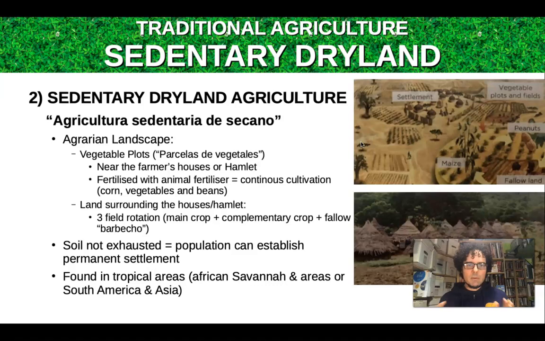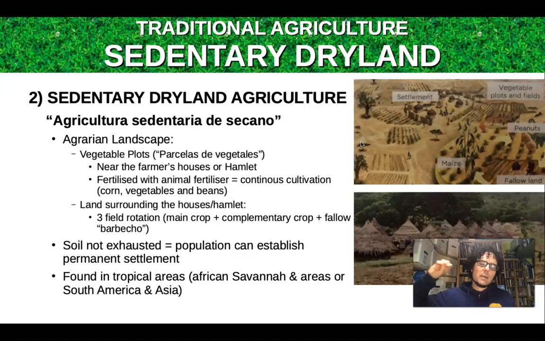O sea que vamos a tener dos partes en este paisaje agrario, las parcelas de vegetales y la tierra que rodea a las casas. ¿Okay? En las parcelas de vegetales se fertilizan con fertilizante animal, con abono, etc. Aquí se cultiva maíz, vegetales y legumbres, beans.